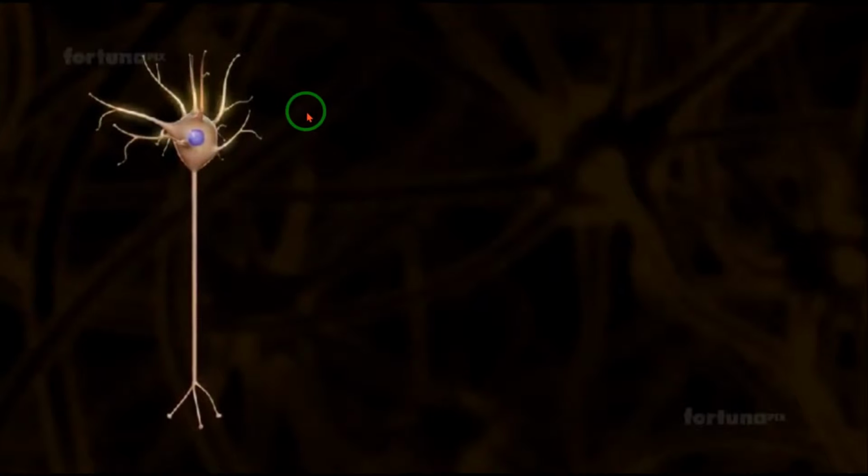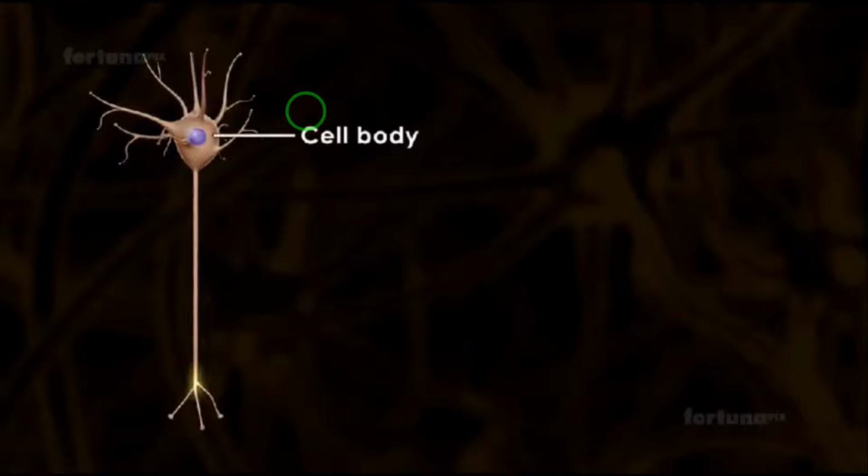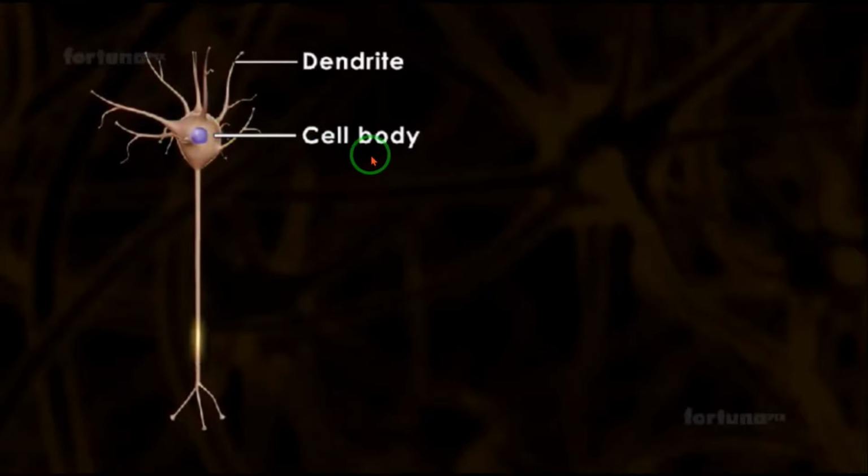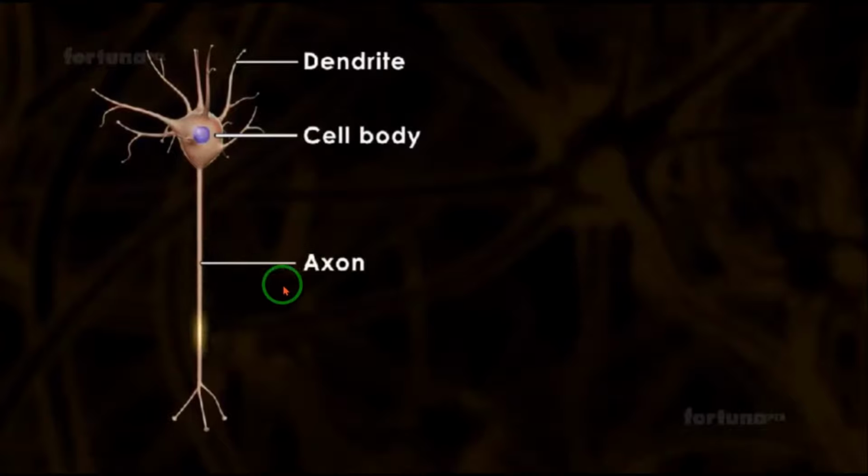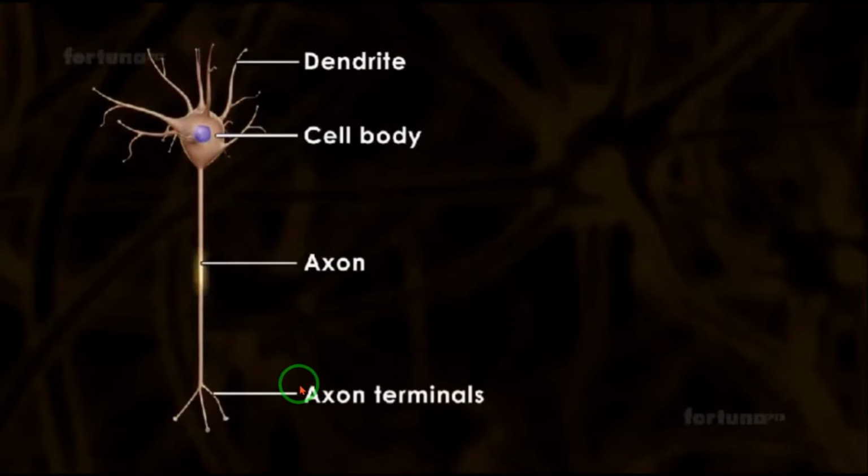Structure of a neuron. A neuron typically consists of four main parts. First part is known as cell body. Second one is the dendrites. Third one is the axon. Fourth one is the axon terminals. So these are the four parts of a neuron: dendrite, cell body, axon and axon terminals.